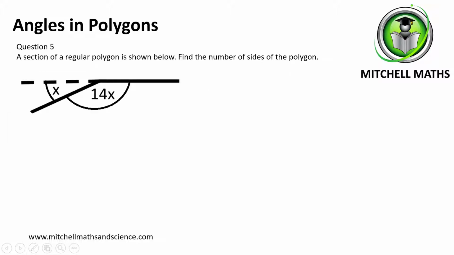Right, question 5. In this question, we're being given a part of a regular polygon. It hasn't given us the whole shape, and it wants us to find the number of sides. One important thing: we've got an interior angle labelled as 14x, and an exterior angle labelled as x. So we know the interior angle is 14 times bigger than the exterior angle.